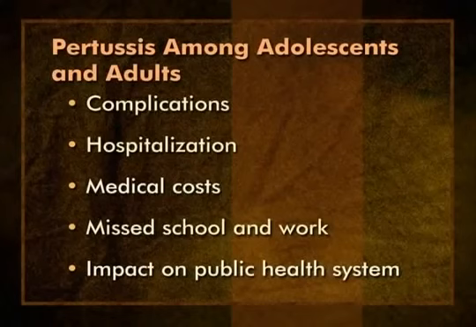Complications of pertussis among adolescents and adults include pneumonia, rib fractures from violent coughing, pneumothorax, subconjunctival hemorrhage, and aspiration. The illness or complications may require hospitalization. The medical costs, missed school and work, and impact on the public health system all contribute to the personal and societal burden of pertussis among adolescents and adults.